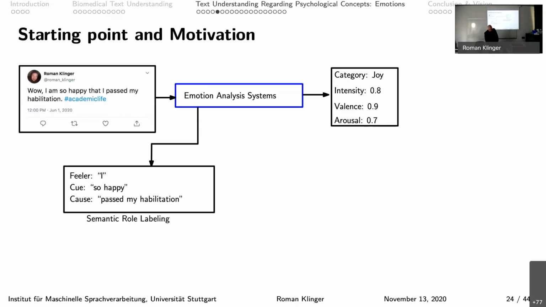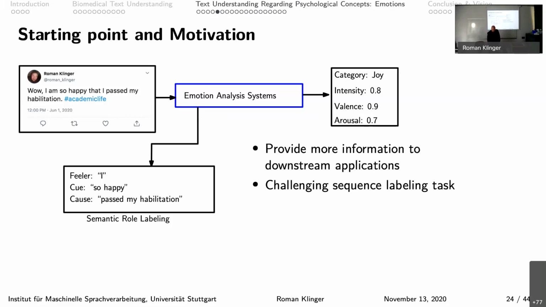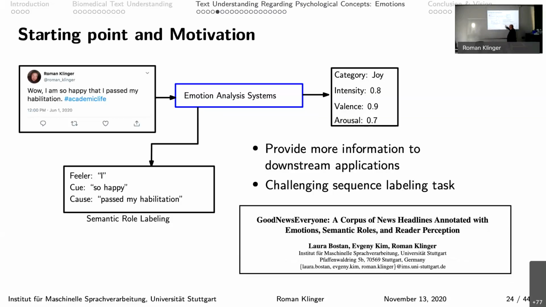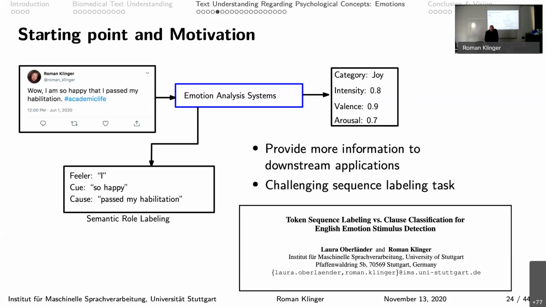So that's in itself interesting to have additional information. I can analyze relations, for instance, between these things. That's an interesting and challenging task. And we developed a couple of different things there. So for instance, with Yevgeny, we developed a literature corpus, which we called "Who Feels What and Why." With Laura, we developed a news corpus, which she called "Good News, Everyone." And with Laura, we also compared different approaches to find such things in text.